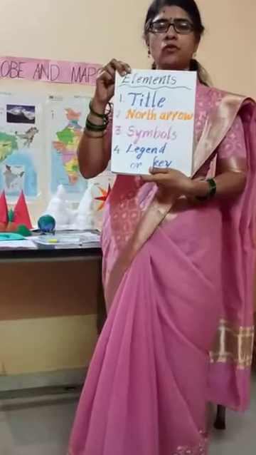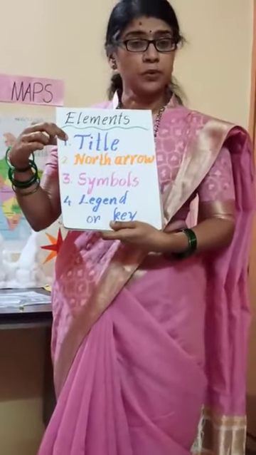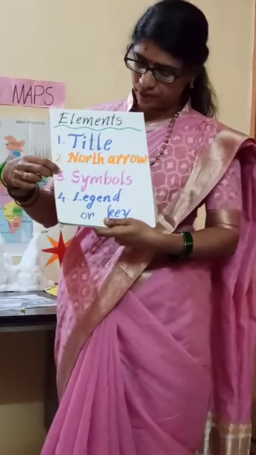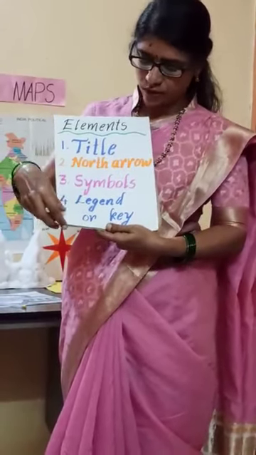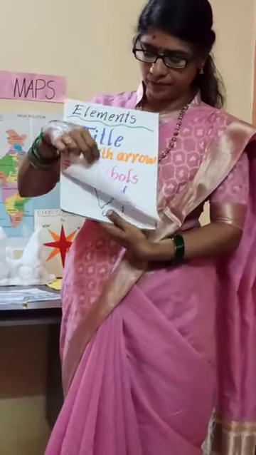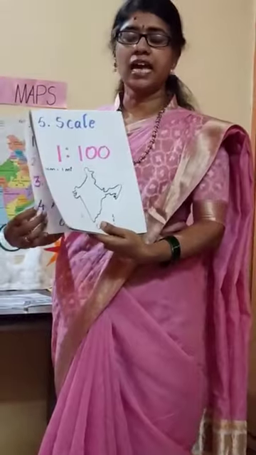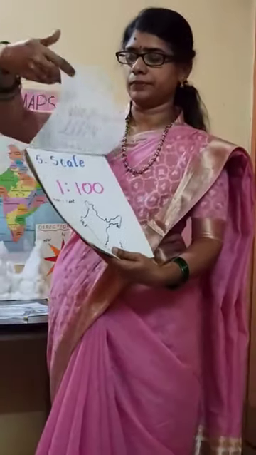There are 5 elements, children. First one is title. Second one, north arrow. Third one, symbols. Fourth, legend or key. Fifth is scale. What are these? I will tell you now clearly.